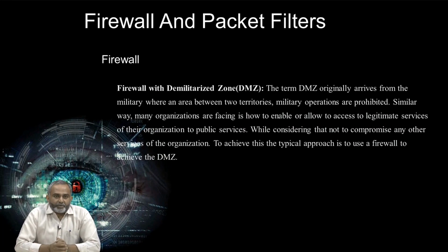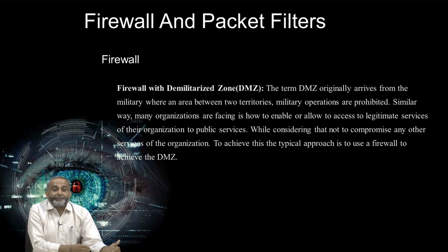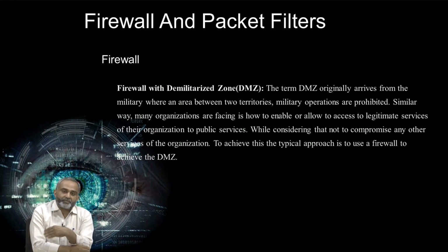Now, another type of firewall is the demilitarized zone. This concept is derived from the military. Demilitarized zone, that means the land or area which is banned for any kind of military operation, and generally this kind of land is available on a common boundary between two countries. So, in other words, or in more sophisticated terminology, we can say no man's land. No military operation is allowed on this kind of land.